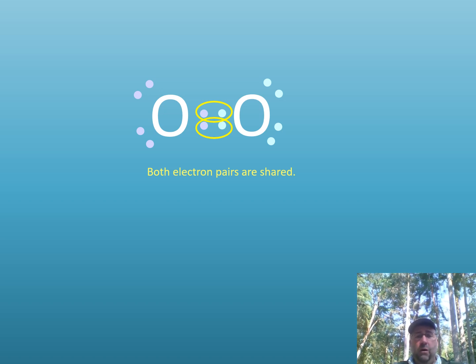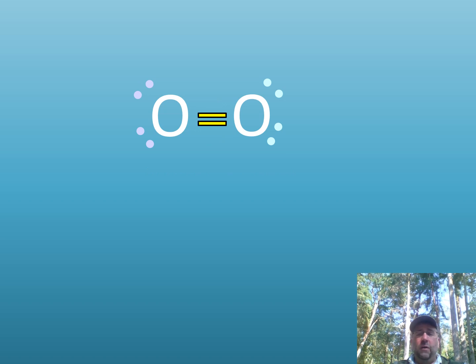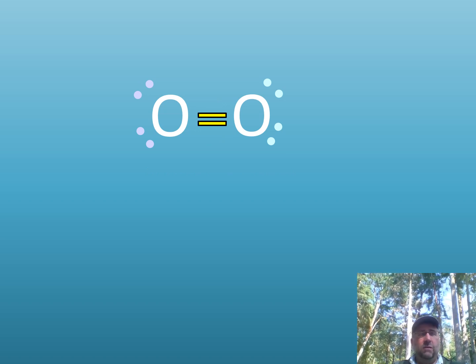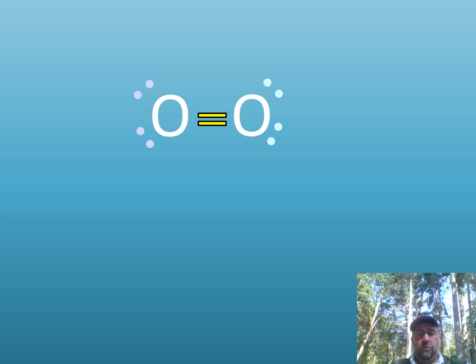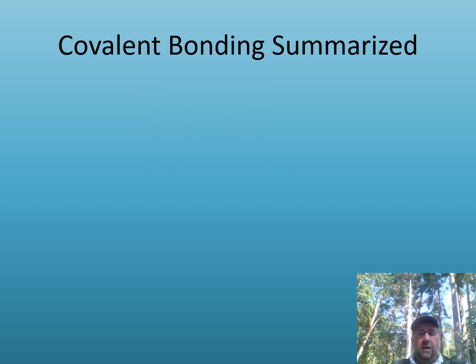You've got the 2 lone pairs, so you've got 2 here, 4, 6, and 8 for that oxygen. You've got 2, 4, 6, and 8 for that oxygen. If you have 2 bonding pairs, we call that a double bond. We have replaced those bonding pairs with lines to represent the bonds, and we would say that this atom has a double bond.